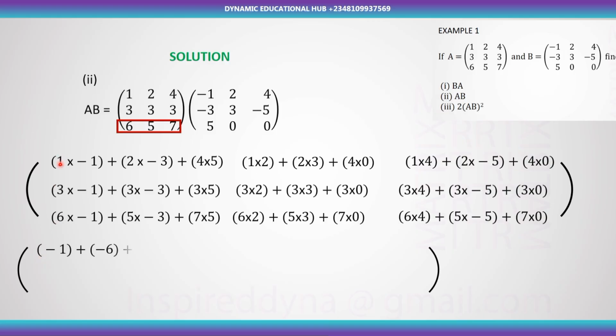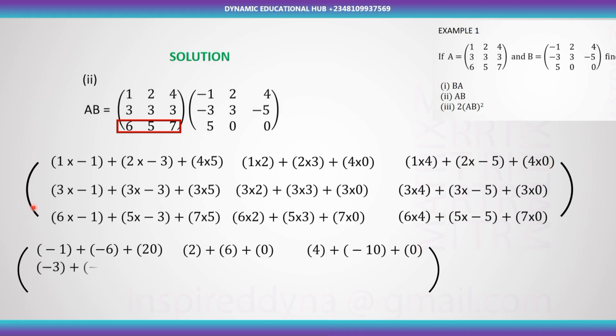Now we have 1 times minus 1, that gives us minus 1. 2 times minus 3, that gives us minus 6. 4 times 5, that gives us 20. And 1 times 2, that gives us 2. And 2 times 3, that gives us 6. 4 times 0, that gives us 0. Move to the next one, which is 1 times 4, that gives us 4. Plus 2 times minus 5, that gives us minus 10. 4 times 0, that gives us 0.